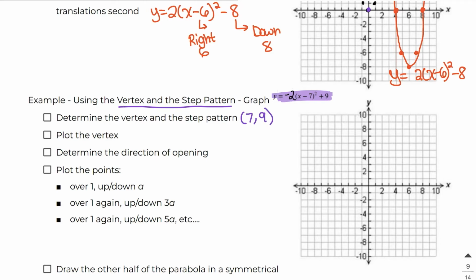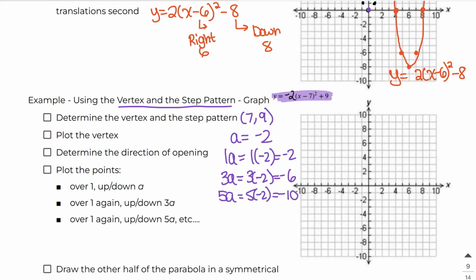Now the step pattern, to be able to do that, we need to figure out what a is, and we know that a is -2. So 1a would be 1 times -2 or -2. The next one is 3a, which is going to be 3 times -2, which is -6. And then 5a would be 5 times -2, which is -10, so on and so forth, right? So we've determined the vertex and the step pattern, which is -2, -6, -10, so on and so forth.